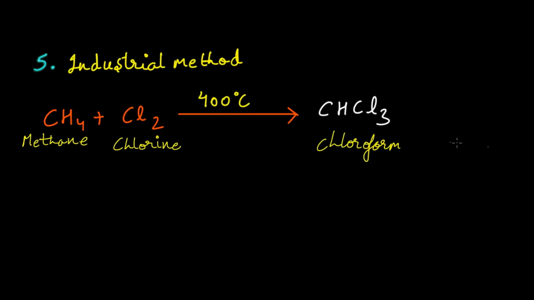Now the fifth reaction is an industrial method. When methane is treated with chlorine at 400 degrees centigrade, you get chloroform. So these are the 5 methods of preparation for chloroform.